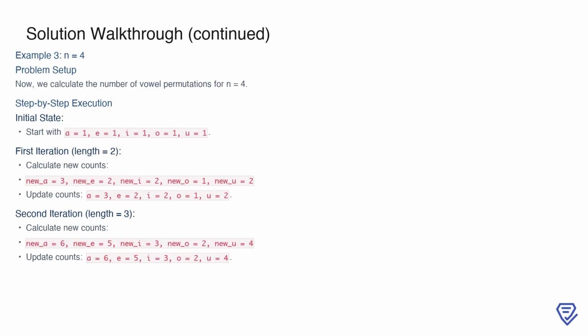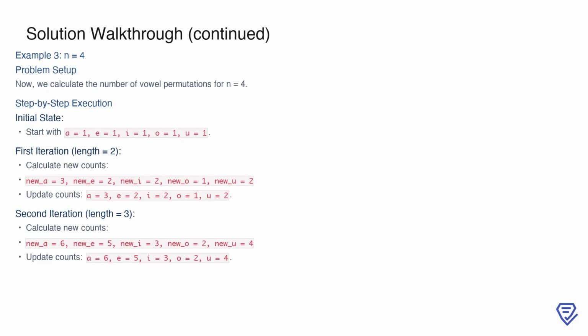Now we tackle the case where n equals 4. We start again with the initial state where each vowel has a count of 1. For the first iteration, corresponding to strings of length 2, we calculate the new counts: new_a equals 3, new_e equals 2, new_i equals 2, new_o equals 1, and new_u equals 2. These values update the counts: a becomes 3, e becomes 2, i becomes 2, o becomes 1, and u becomes 2.